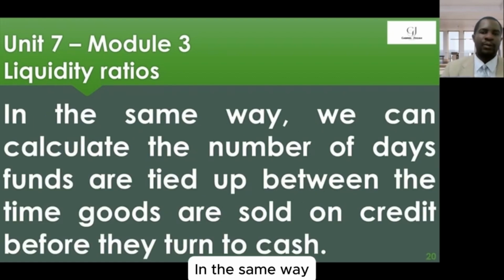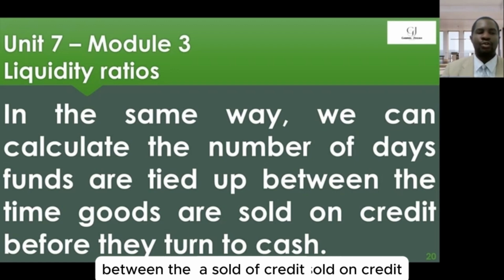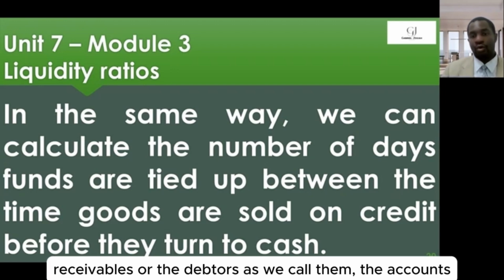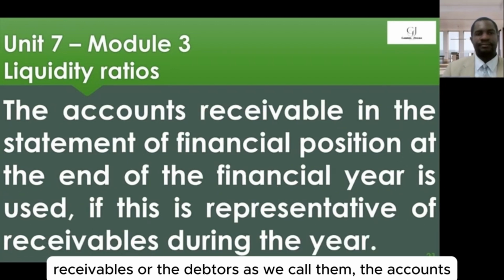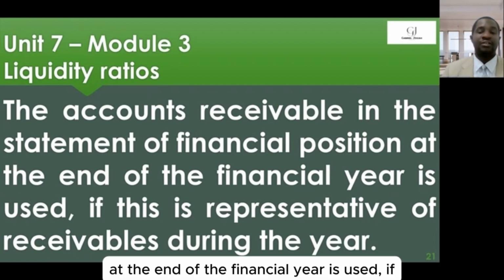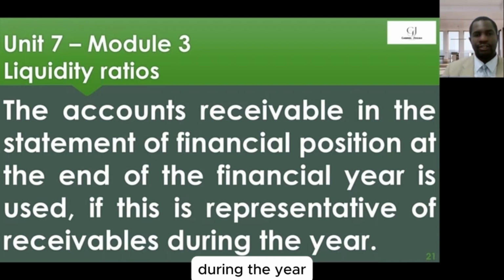In the same way, we can calculate the number of days funds are tied up between the time goods are sold on credit before cash is received from the trade receivables, or the debtors as we call them. The accounts receivable in the statement of financial position at the end of the financial year is used if this is representative of receivables during the year.